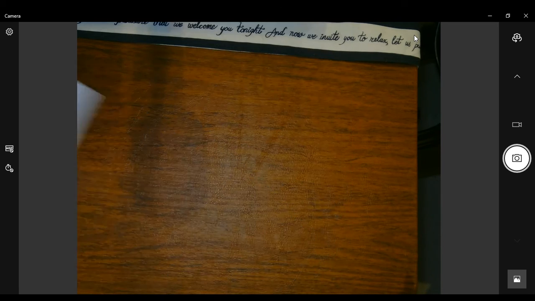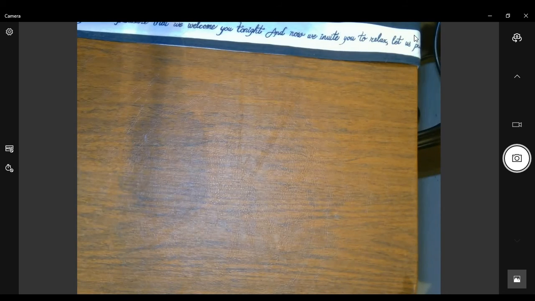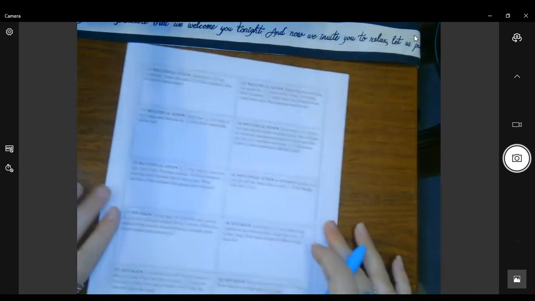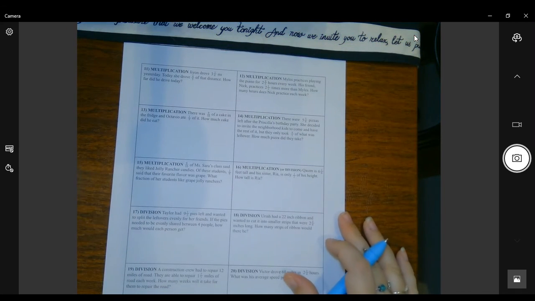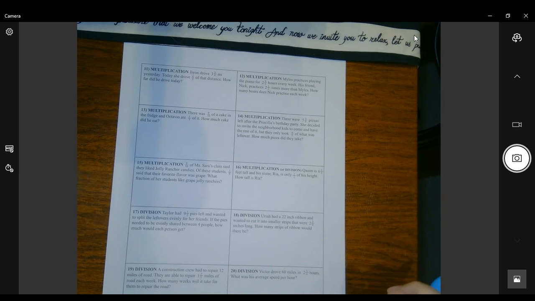All right, I think we're ready to move on. Let's go ahead and take a look at the backside. Okay, on the backside, it says that Cheyenne drove 3 3/4 miles yesterday. Today, she drove 4/5 of that distance. How far did she travel today?